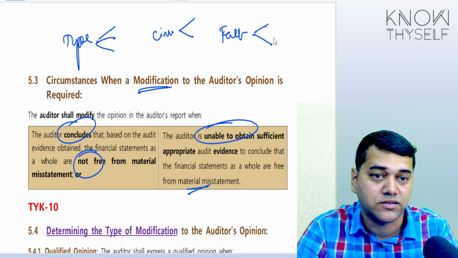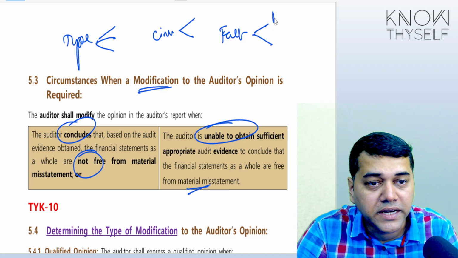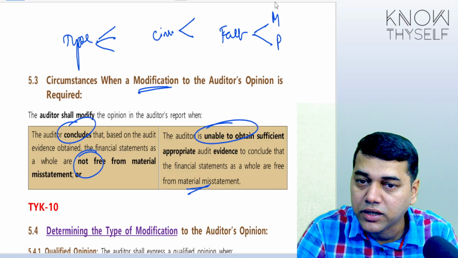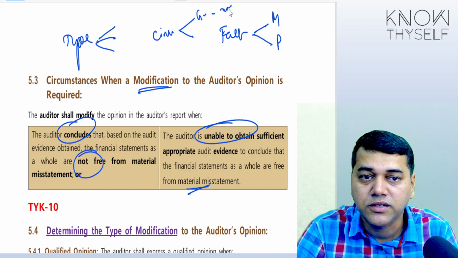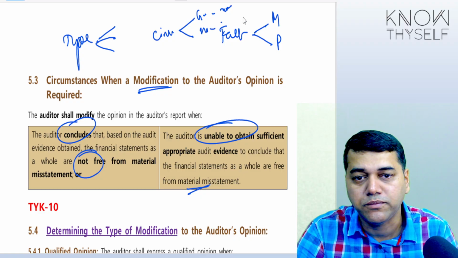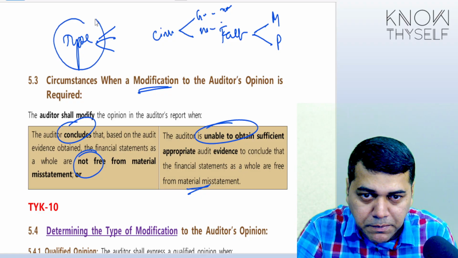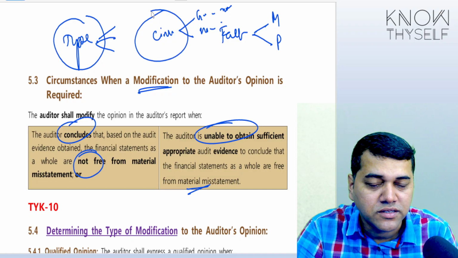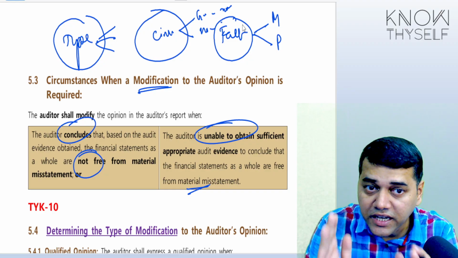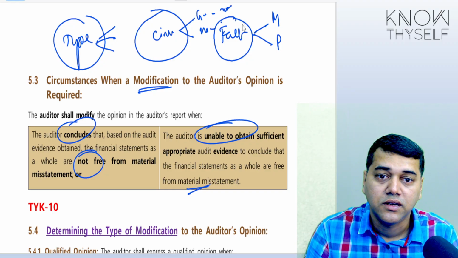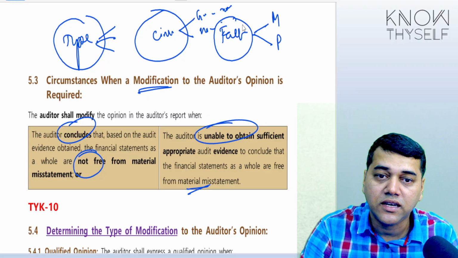There are 2 factors: materiality and pervasiveness. I hope you are clear. Got evidence that it is not free from misstatement, or no evidence that it is free from misstatement. So there is one thing called a type, one thing called a circumstance, and another called a factor which decides the type. See, there are 3 different components to it. Now, in the examination, you have to be careful what exactly they ask.